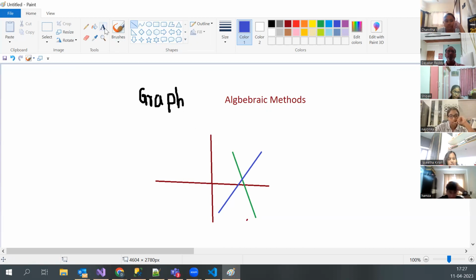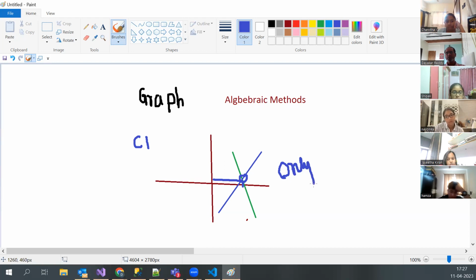Let's see about this one. This is called case 1. In this case, what is your observation here? Lines are intersected at one common point. Now you have an x value and a corresponding y value. So how many solutions will this contain? It will have only one solution.